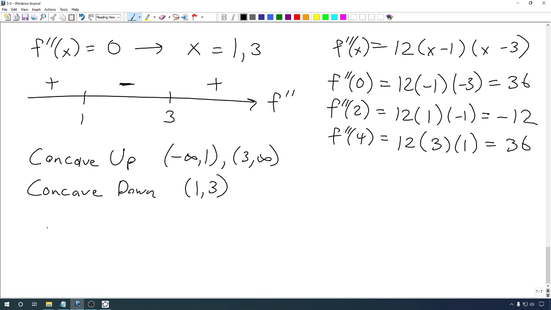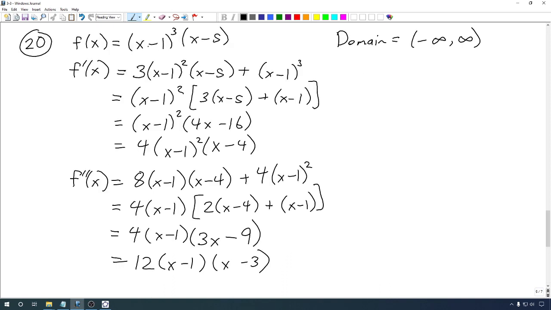We actually have 2 inflection points here, because at 1 it does change from being concave up to being concave down. At 3 it goes from being concave down to concave up. There is a change in our concavity. So we have 2 inflection points. So we have a point at 1, we have a point at 3. We technically do need to find those y values, so we're going to have to take 1 and 3 and plug them back into our original function.